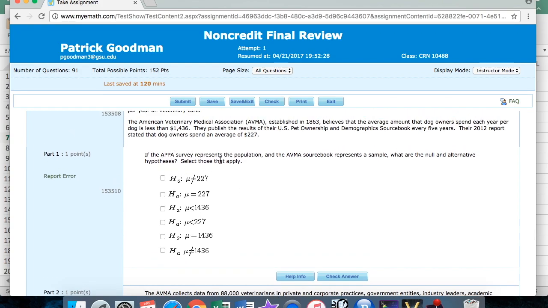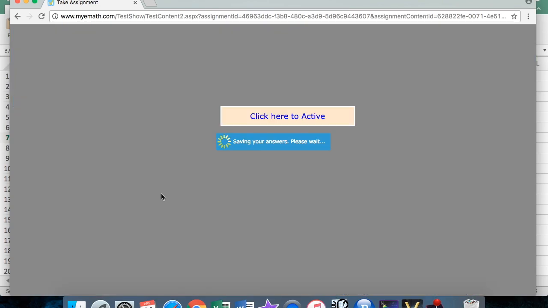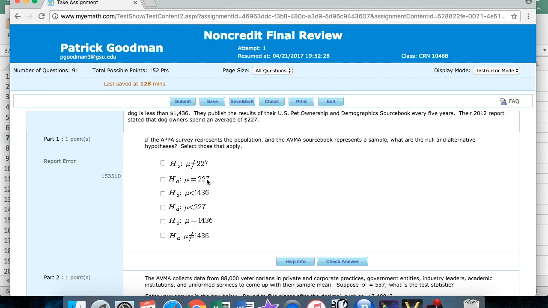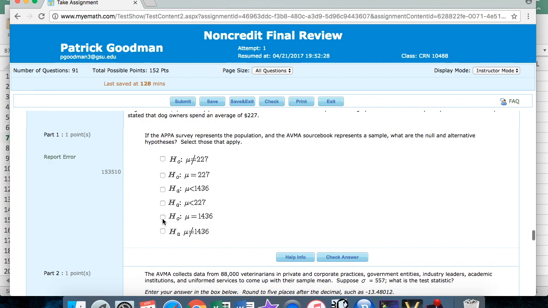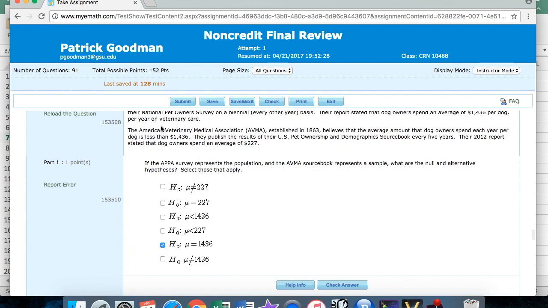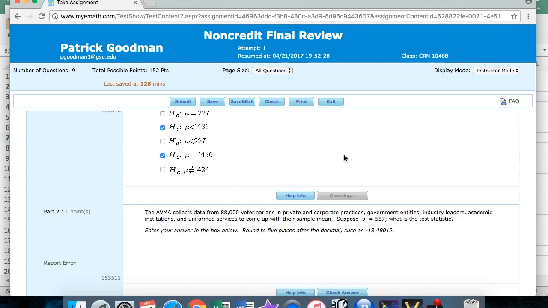So in the APPA survey, mu represents the population, and the x bar represents the sample. What are the null and alternative hypotheses? Okay, so remember, your null and alternative hypotheses deal with your population data. The H sub 0, or the null hypothesis, will say that mu is equal to what is believed to be true, which is 1436. So H sub 0 is mu equals 1436. The alternative hypothesis goes with our claim, which says they actually spend less than that amount. So it'd be the same numbers, but H sub a, and then mu is less than that amount.